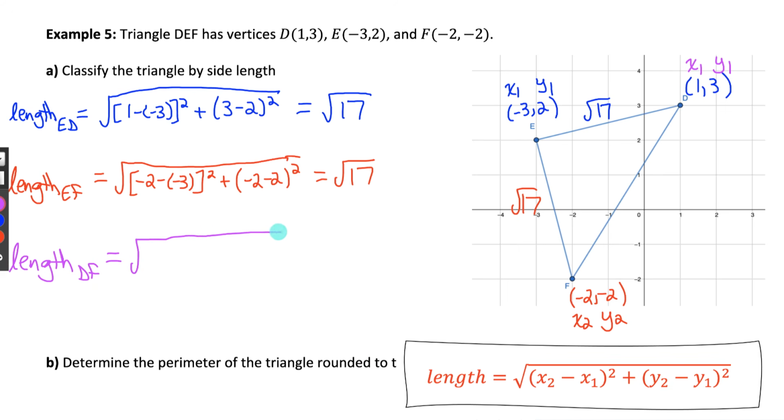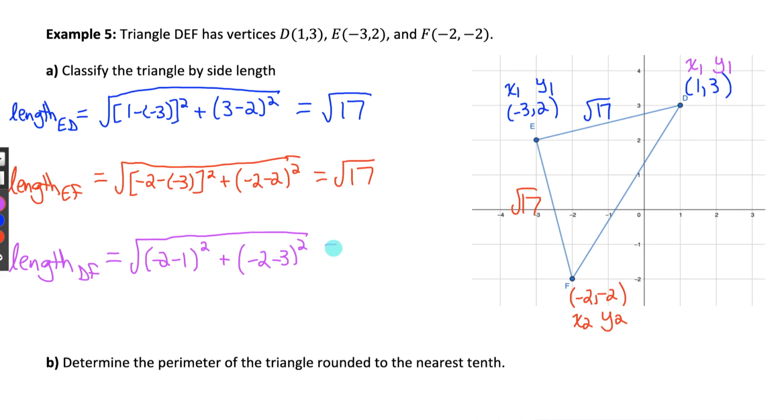Following the length formula, I do the square root of the difference in the x coordinates squared. x2 minus x1 would be -2 minus 1 squared, plus the difference in the y coordinates squared. y2 minus y1 would be -2 minus 3 squared. Simplifying underneath the square root, the difference in the x's is -3, the difference in the y's is -5. -3 squared plus -5 squared is 34. So this would be the square root of 34. Now that I know that two sides of this triangle are equal, I can classify this as an isosceles triangle.